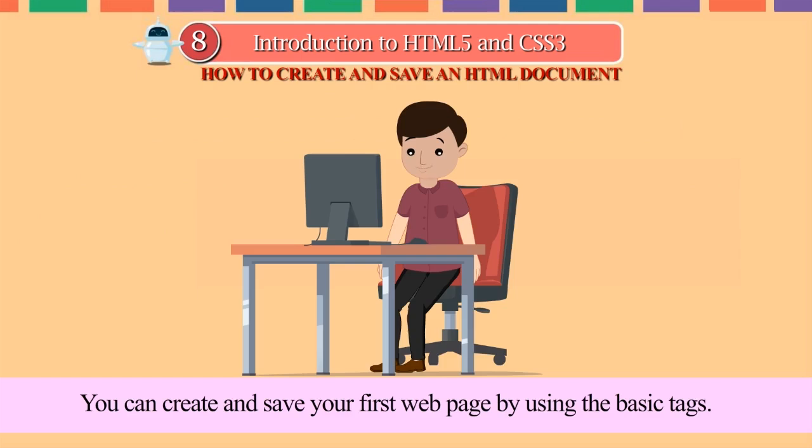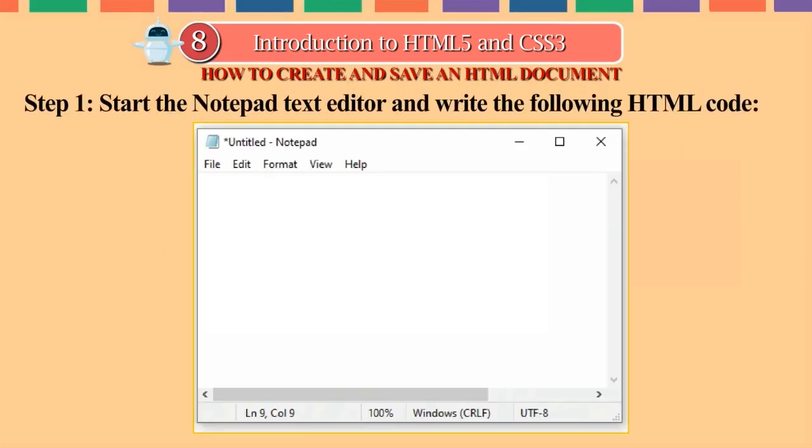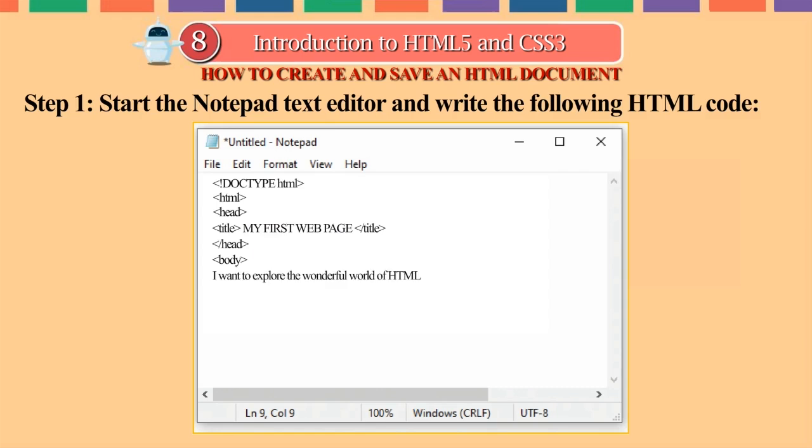How to create and save an HTML document. You can create and save your first web page by using the basic tags. Follow the steps given below. Step 1. Start the Notepad text editor and write the following HTML code. Doctype html, html, head, title, my first web page, /title, /head, body, I want to explore the wonderful world of HTML, /body, /html.